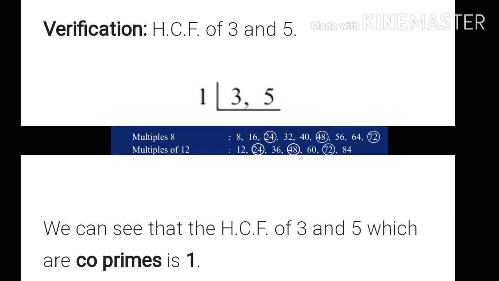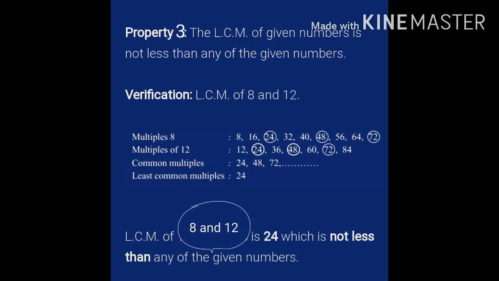We will understand this later on. The third property is the LCM of the given numbers is not less than any of the given numbers. For example, let us find out the LCM of 8 and 12. First, we list the multiples of 8 and 12 respectively. And from here we see that the common multiples are 24, 48 and 72. So the least common multiple is 24. So the LCM of 8 and 12 is 24, which is not less than any of the given numbers.